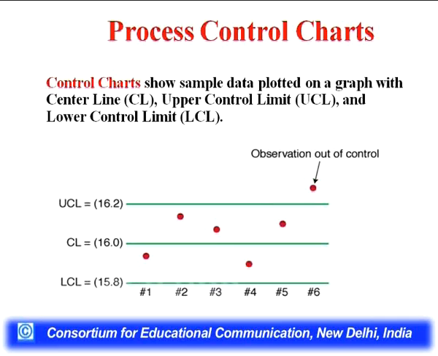Control charts have 3 lines: center line, upper control limit and lower control limit, and the points are marked at regular intervals. We take a sample of 5 pieces and mark the mean every time we take the sample, and we see whether the sample mean is within the control limits or not. When it is within the control limits, the process is said to be under control. When it goes out of the limits, then we say that the process has gone out of control.